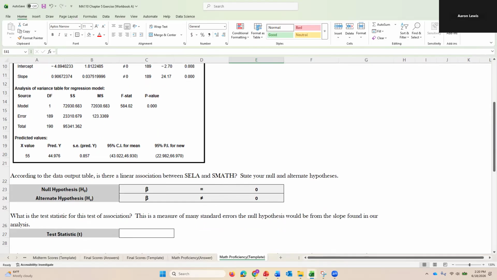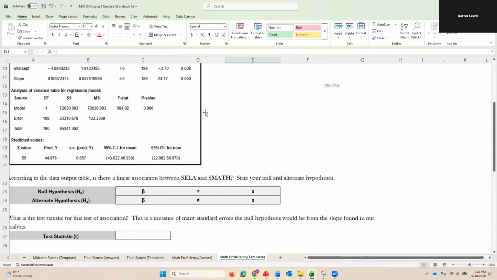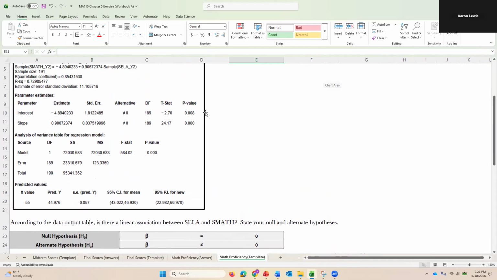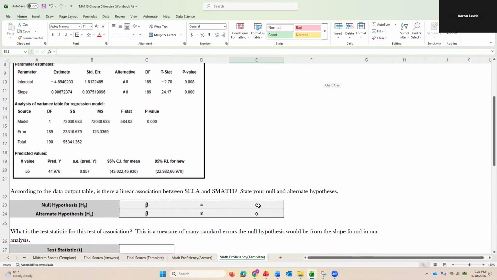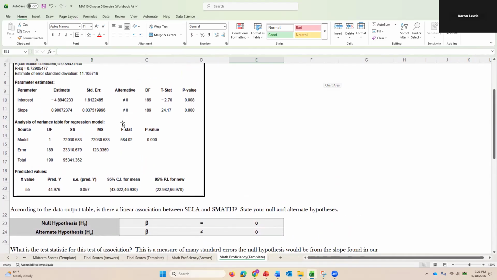So the first thing that we need to interpret from the summary output is our test statistic. The test statistic is a measure of how many standard errors away from the number you got in your output the number in the null hypothesis would be. For the sake of this argument, how many standard deviations from the mean, if our slope is in fact 0.9067, would it have to be for that slope to be zero? And this is given in the information over here.